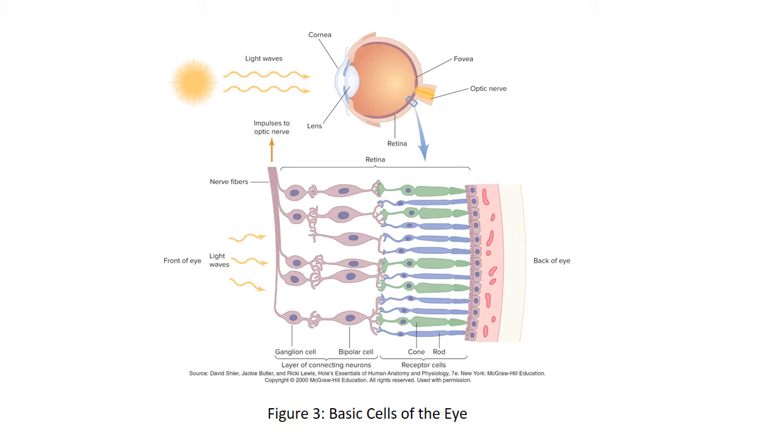These other, the ganglion cells and the bipolar cells, this is just the structure. There's a chemical process that goes on. You guys don't need to know all that, but you do need to know what the rods and the cones do, and that the rods and cones are existing in the retina.